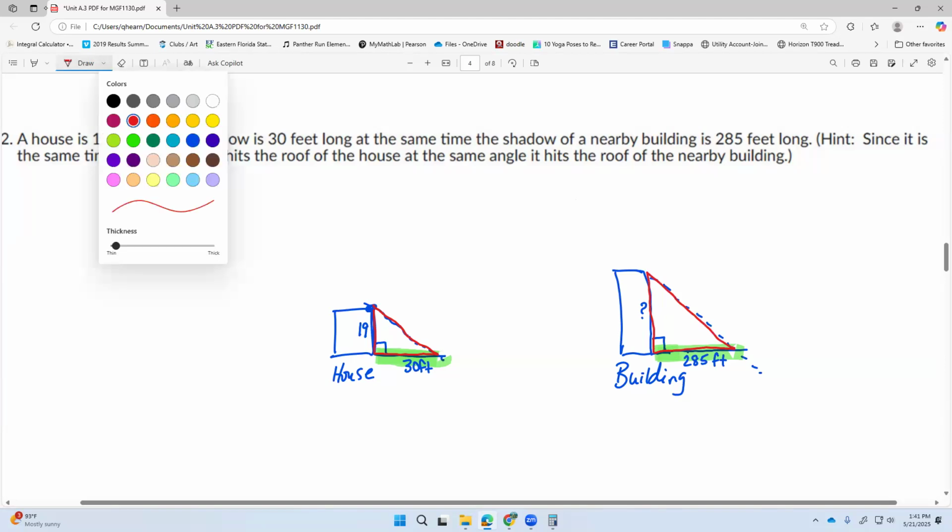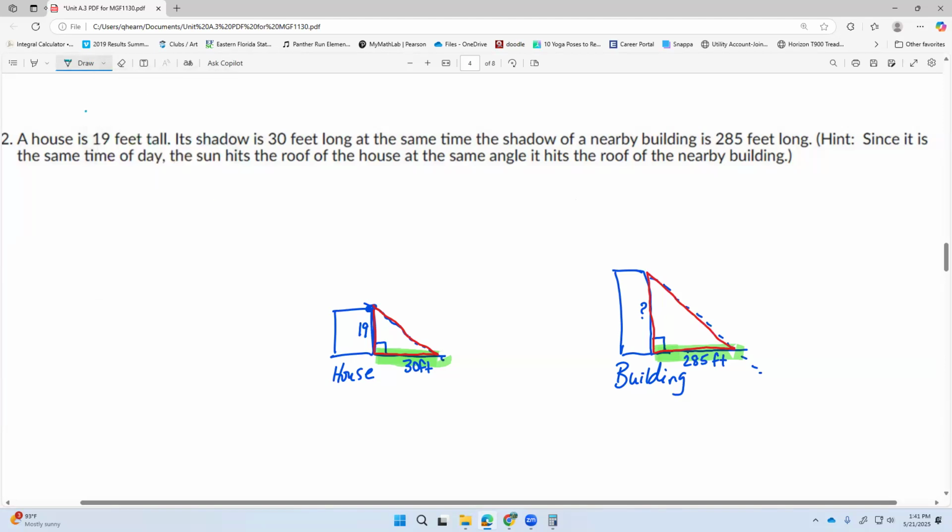Another observation that's important when we're talking about two different objects at the same time of the day is made right here. The sun hits the roof of the house at the same angle it hits the nearby building. How can we indicate that in our diagram? Well, the sun hitting the house forms this angle here. Okay, this is the angle formed by the sun hitting the roof of the house. It's going to be the same size angle over here. So you might want to put a mark to indicate that these angles are the same size.